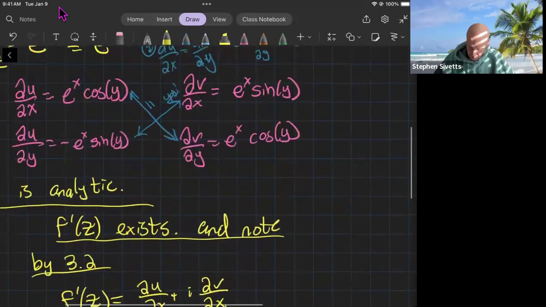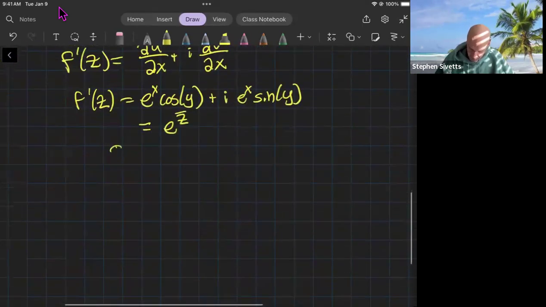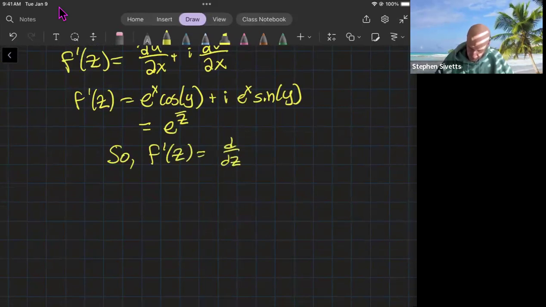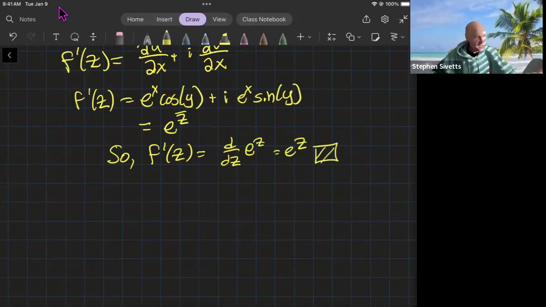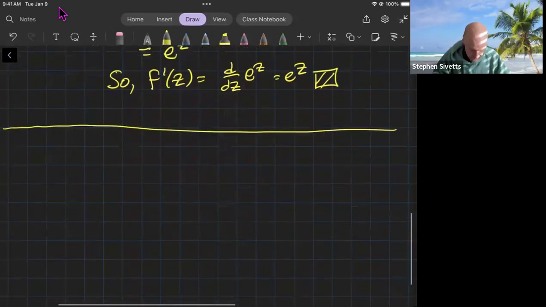So f prime of z, the derivative with respect to z of e to the z, is itself. So pretty cool, right? That's one of the first things to notice: the derivative of e to the z is just e to the z, what you would expect.